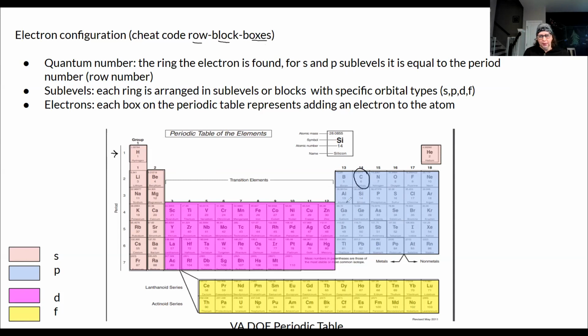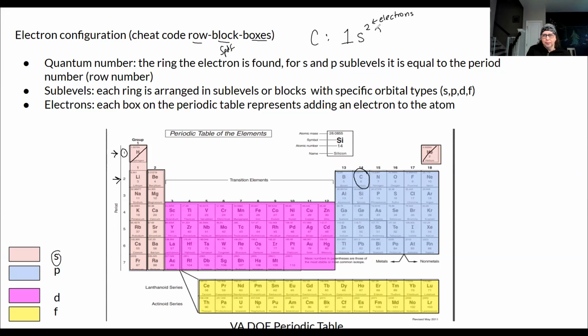How about carbon? Okay, so carbon, row, we start at 1. Carbon, row 1. What block is it? Block means that S, P, D, F. So I go look, that is the S block. And then how many boxes are in the S block for row 1? 1, 2. And I use a superscript for that. That represents the number of electrons. So the S block in row 1 has 2 electrons.